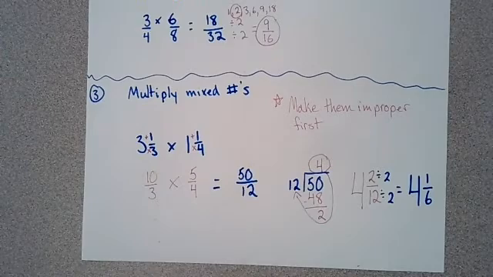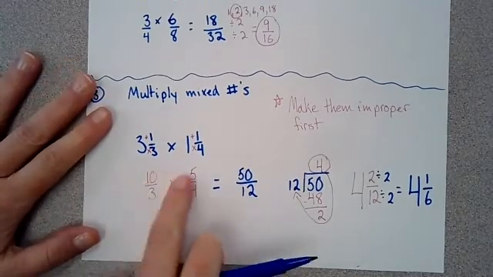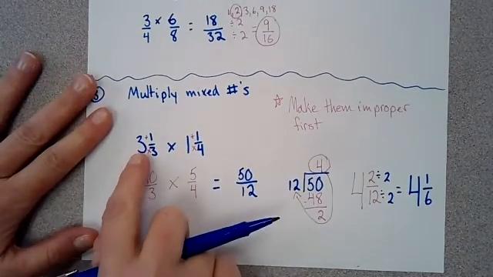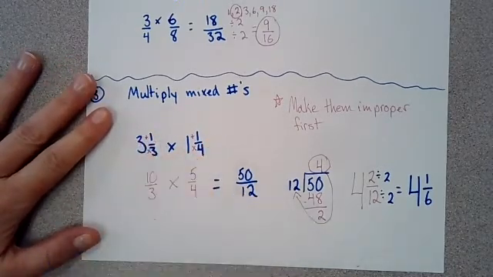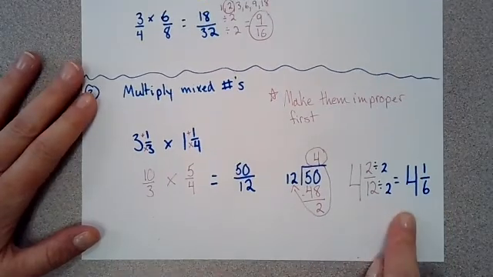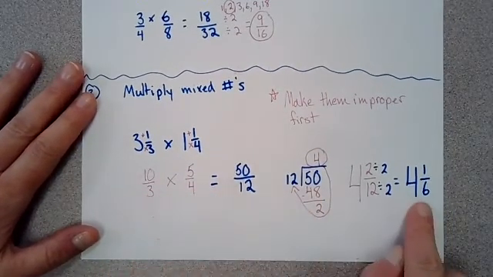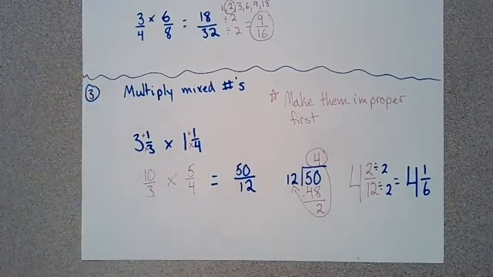I can't tell you how many kids I have day after day, year after year, come to me and they say, oh, this is 3 1/12. No, it is not. Is the answer 3 1/12? No. You have to turn them improper first, and your answer is definitely not 3 1/12.